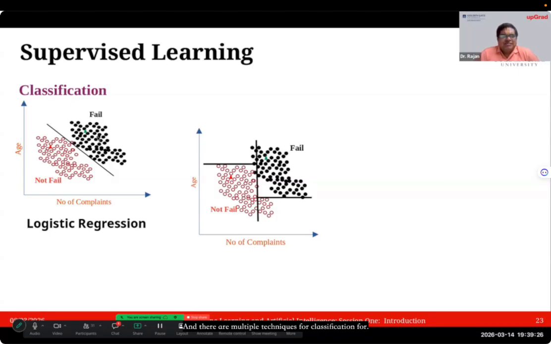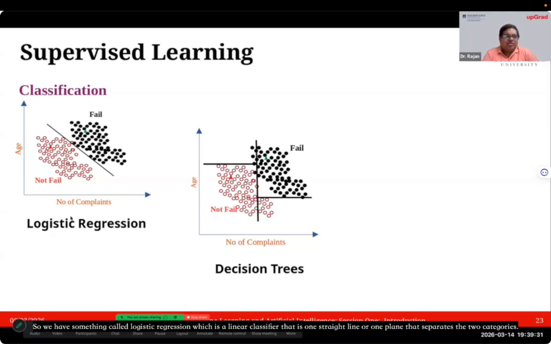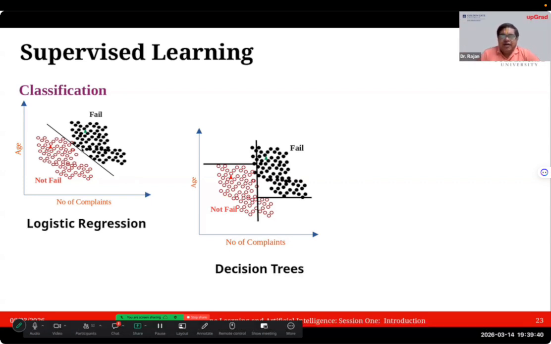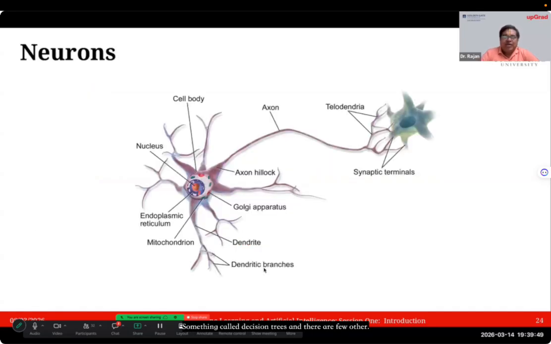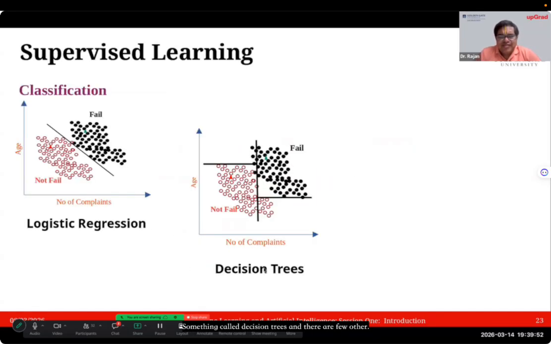And there are multiple techniques for classification. So we have something called logistic regression, which is a linear classifier. There is one straight line or one plane that separates the two categories. But we can have multiple other techniques, non-linear classifiers. We'll talk about them as we move along, something called decision trees. These are the two common classifying schemes. There's another one called K nearest neighbors.